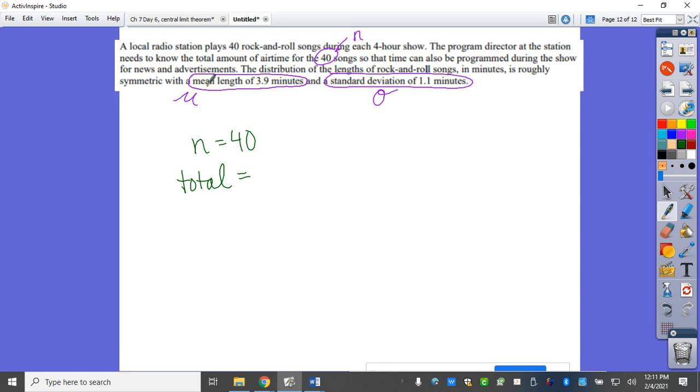Mean length, this length. So this is talking about number of songs. This is talking about total. Well, what can I find with the total and the number? I can take the total and do what with it? And what does that give me? This is very, very basic statistics. If I take the total and divide by n, what do I get? The average. Right?